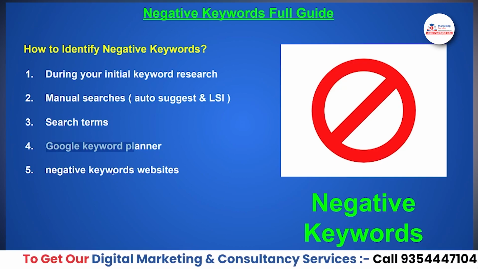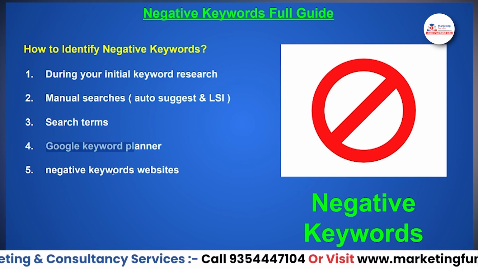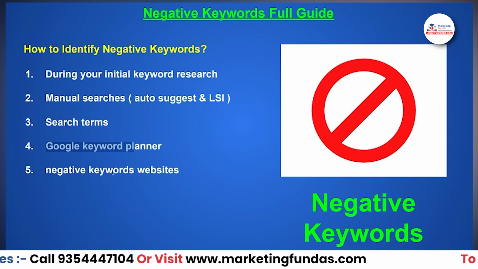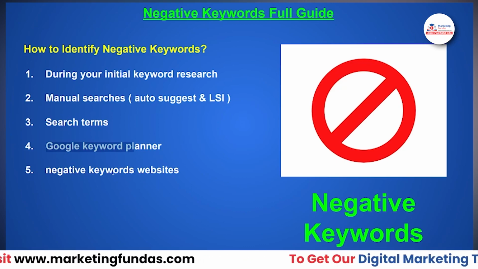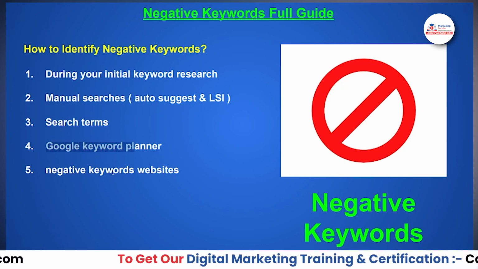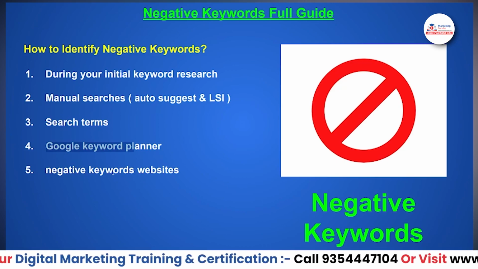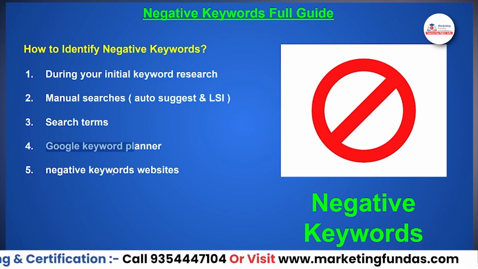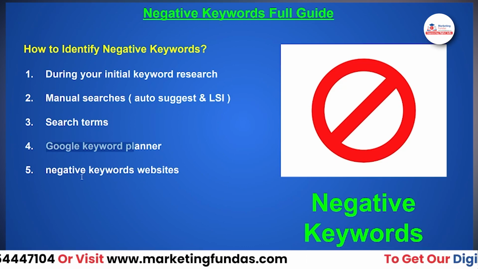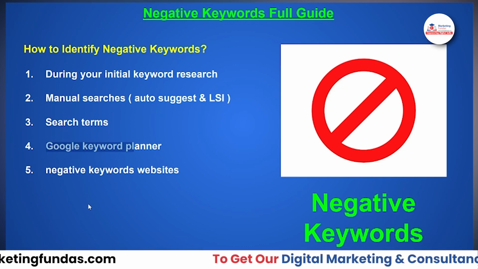So basically there are a few websites which show you negative keywords. They show negative keywords from different kinds of niches, and you can go to those websites and find some relevant or potential negative keywords, right? So these are the basic 5 methods to identify negative keywords.